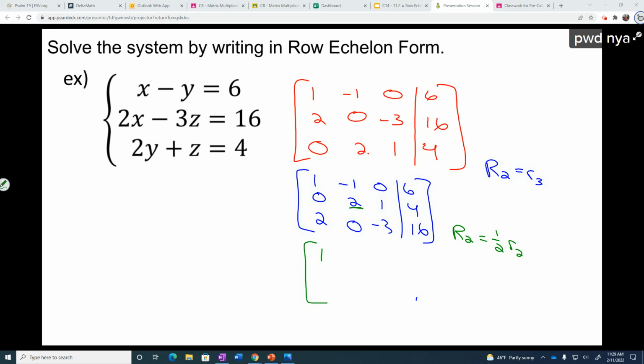Right. So then we got 1, 0. This is just dividing by 2 on all these. 0, 1, 1/2, and 2. And 2, 0. So we got 3 of them done.